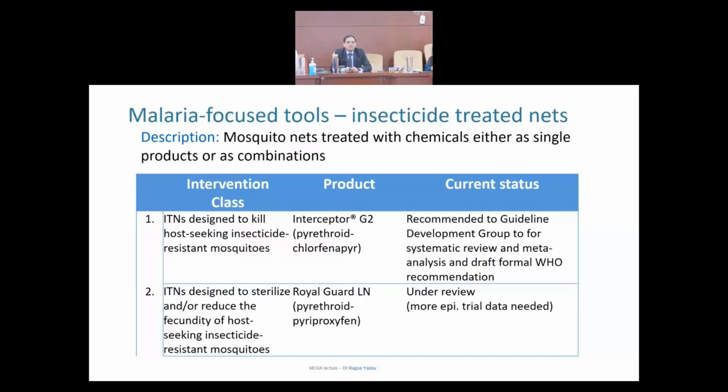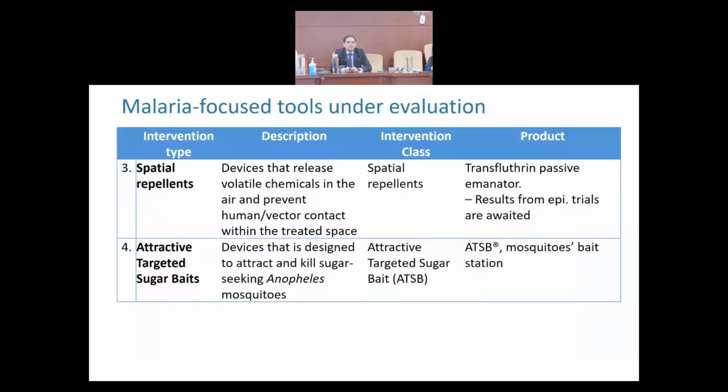Now the second net is under review currently, and more epidemiological trial data are needed. If the trial data shows that this Royal Guard net can reduce the incidence or transmission of malaria, then WHO will pre-qualify it as an intervention that can be deployed in areas where mosquitoes are resistant to pyrethroids. So this is the first category of malaria focused tools, which is insecticide treated nets. The second category is, the third category rather, I showed the two interventions in the previous slide.